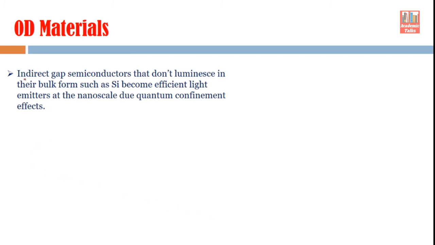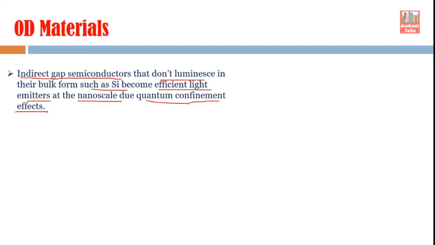For example, indirect band gap semiconductors that do not luminesce in their bulk form, such as silicon, become efficient light emitters at nanoscale due to quantum confinement effect. So, you know, silicon is an indirect band gap material, and when we talk about optical devices like LEDs and photovoltaic devices, we go to compound semiconductors, for example gallium nitride or gallium arsenide, because they are direct band gap semiconductors. So they can emit light. Silicon cannot emit light because it is an indirect band gap semiconductor.